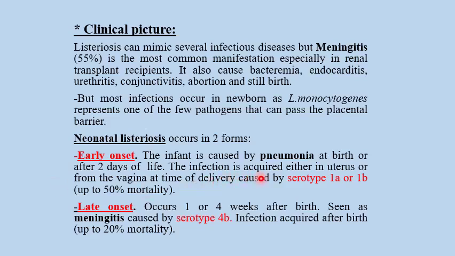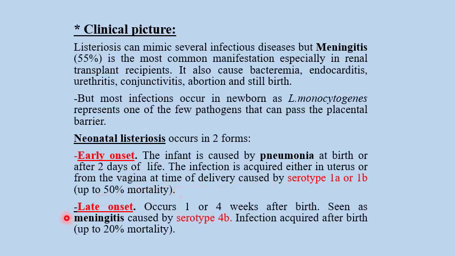The infection is acquired either in the uterus, as we said, while the baby is not yet born, the organism passes through the placental barrier and reaches the fetus, or from the vagina. And in this case, it can appear after 2 days of birth, from the time of delivery. This type is caused by serotype 1A or 1B with a high mortality rate, which may reach 50%.